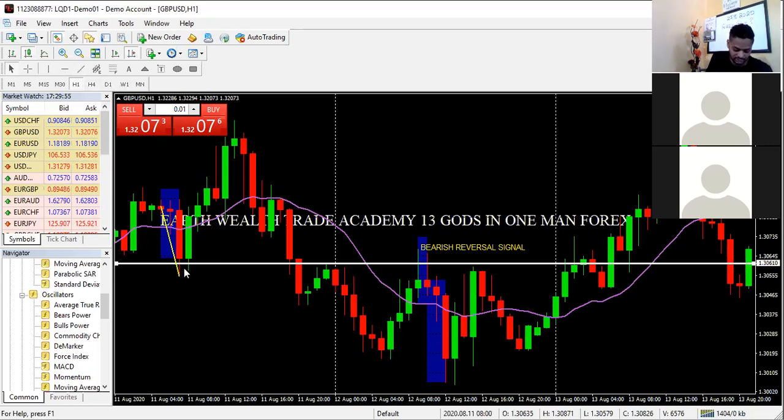So the candle first indicates, you want to write that down, indicate, and then it confirms, and then it goes into a trend.